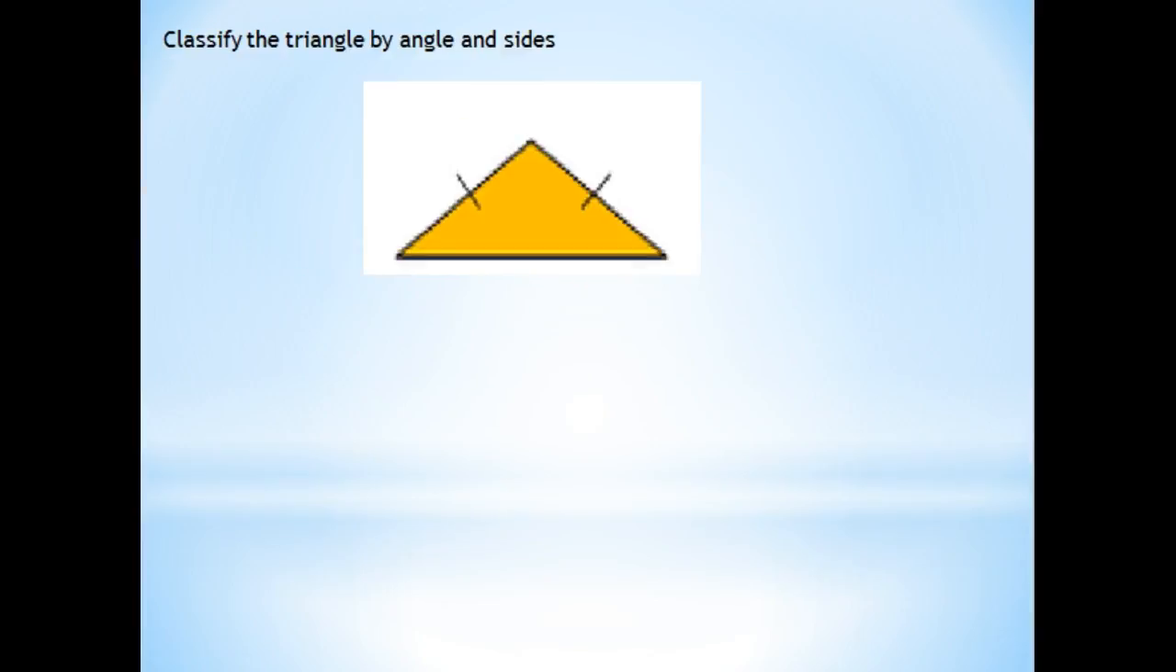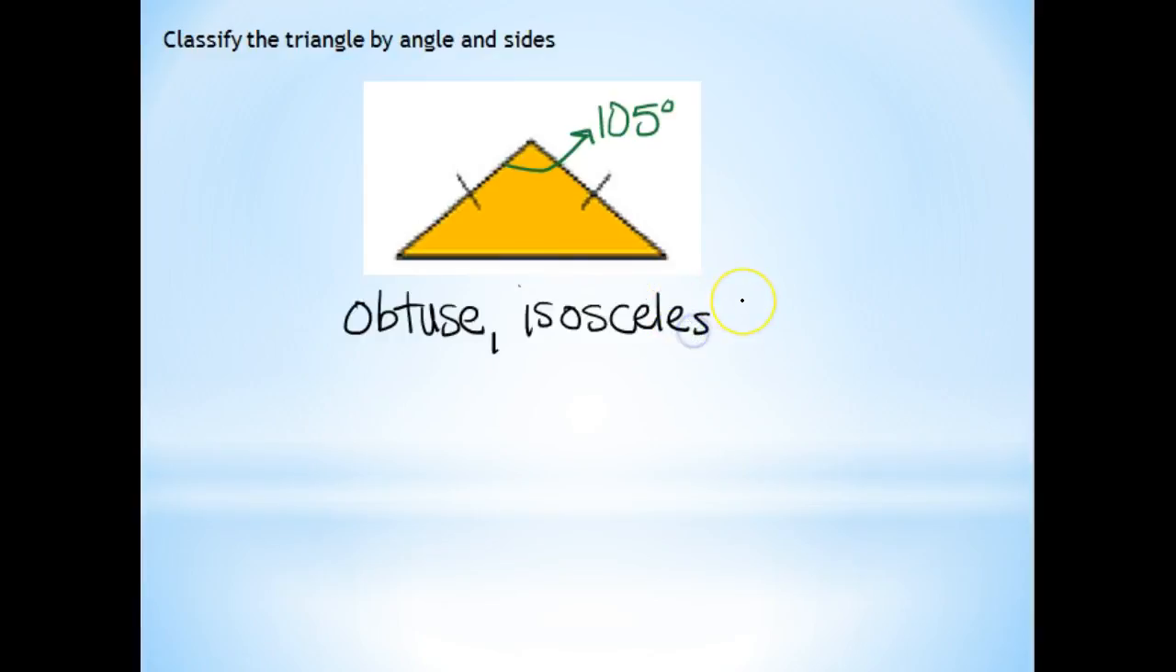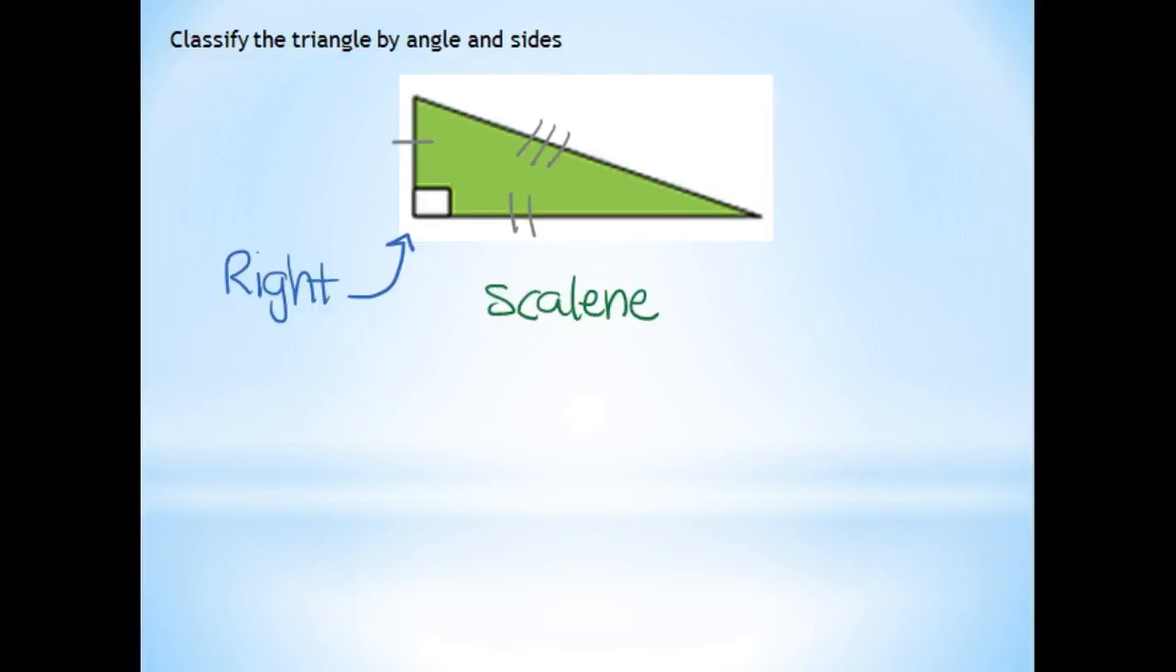Okay, let's look at this one. If we classify this triangle by angles and sides, it doesn't really give us the angle measurement, so I'm going to put that in there. And let's say that this angle is 105 degrees. That makes this triangle, good, it makes it obtuse. And since we have 2 congruent sides, it is also isosceles. Kind of like an ice cream cone. Ice cream cones have 2 sides that are kind of the same.